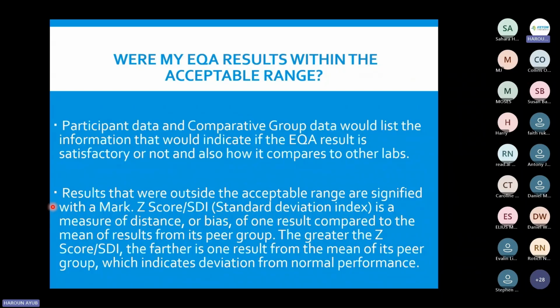So remember, you have a result of 20 and you have a mean of 25. For us to calculate how far you are deviating from this mean, we don't subtract 20 minus 25 and say we have a deviation of 5. No, we'll have to calculate the standard deviation. Standard deviation was already discussed in another webinar.